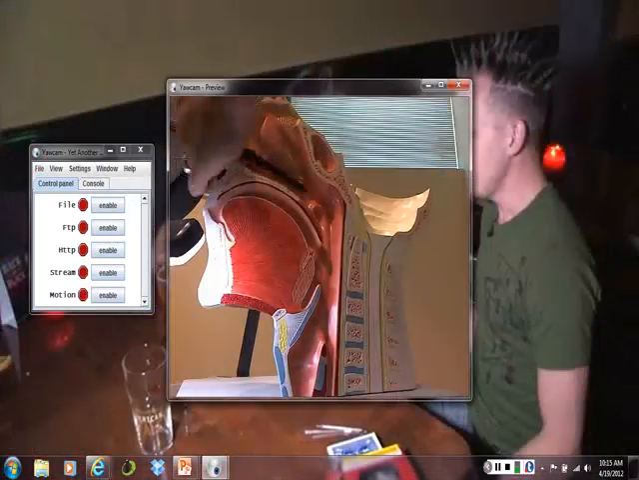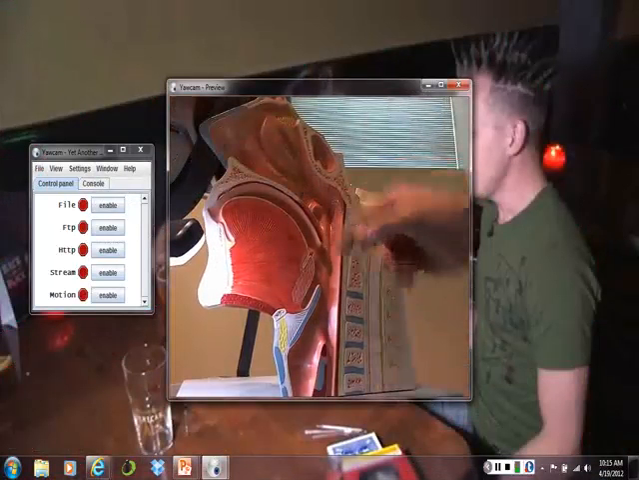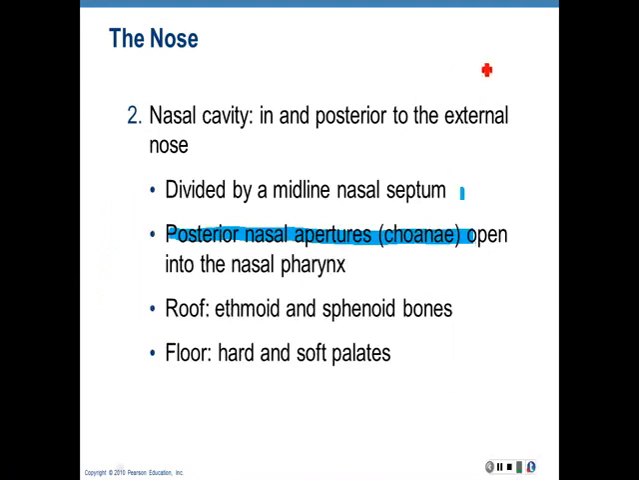What we've got going on here, again, is that nail is coming in, coming back through that choana on the back, and basically bumping into the back of your throat. You did not hammer a nail into your brain, although it's easy to fool little kids.